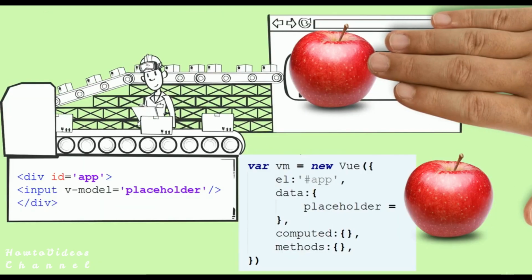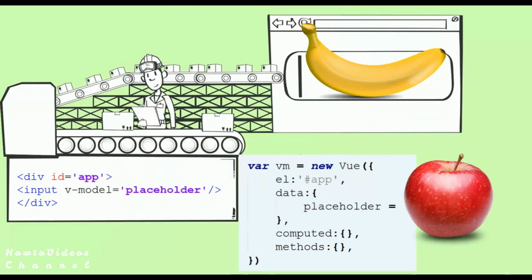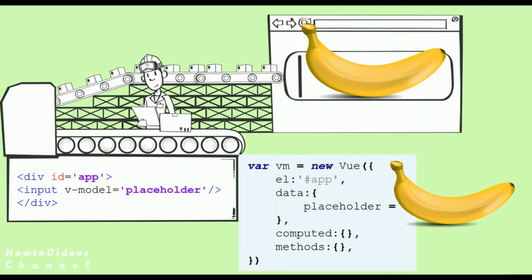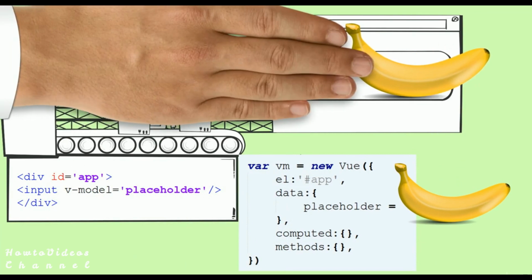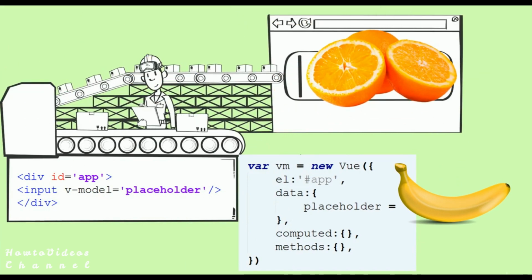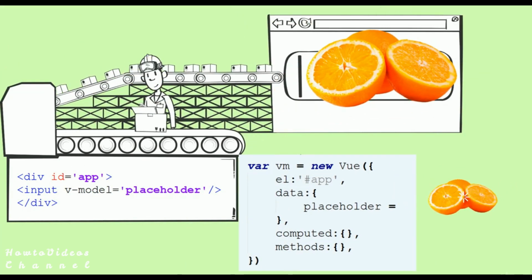User-submitted data will be sent to the placeholder and replace the old value. When we need to access user-submitted data, we go to the placeholder property.